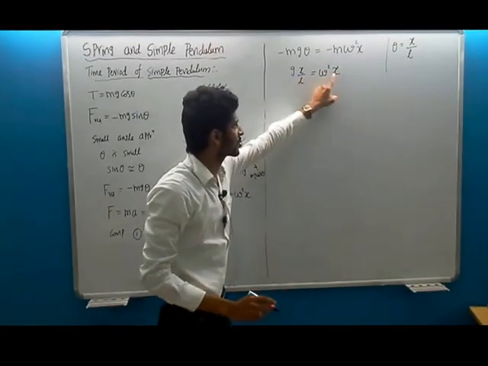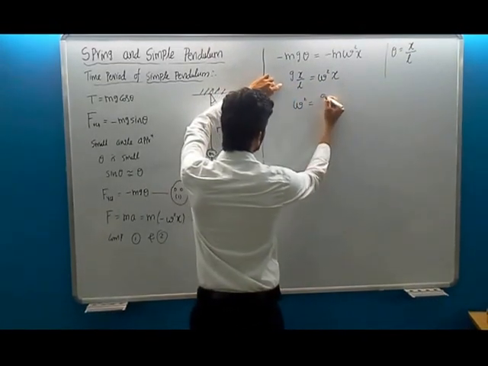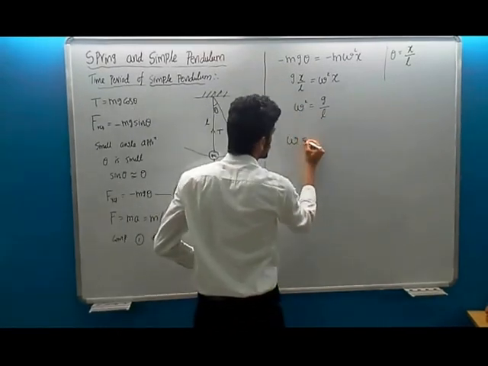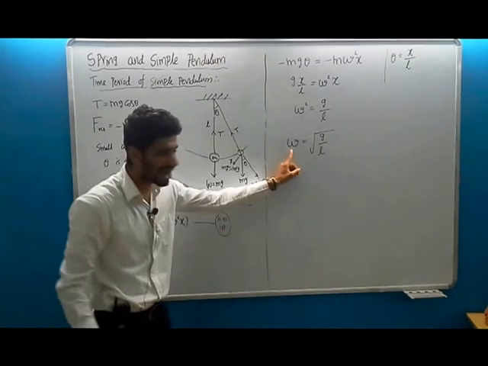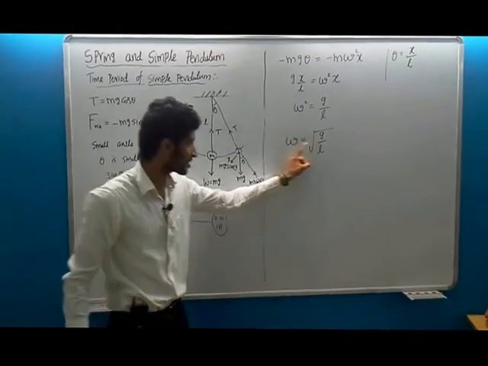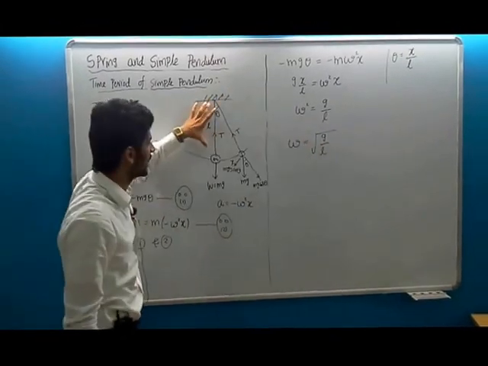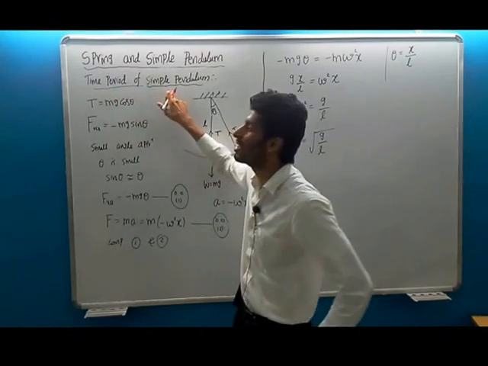I lose my x here, both sides same, so omega square is equal to g by L. Omega is equal to square root of g by L, where omega is angular frequency, g is the gravitational acceleration, and L is the length of the string. So I want to have an expression for the time period of simple pendulum.